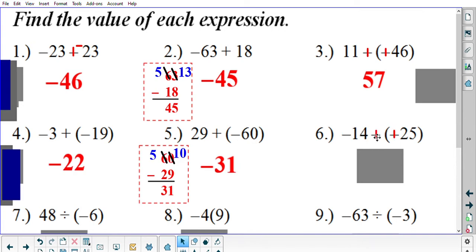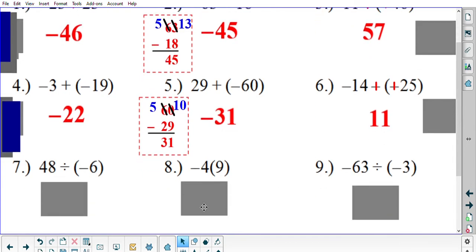Problem number 6, we had subtraction. Did you make it become adding the opposite? And then, since it's a negative plus a positive, you subtract in your head and get 11. It's positive 11 because the positive 25 has a bigger absolute value than the negative 14.